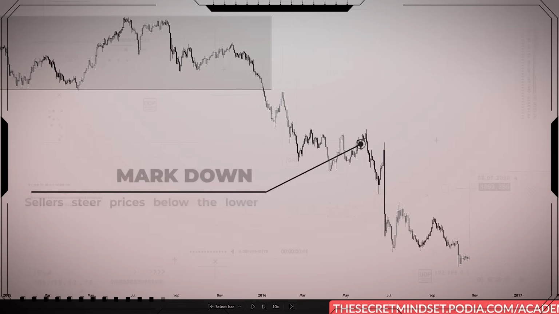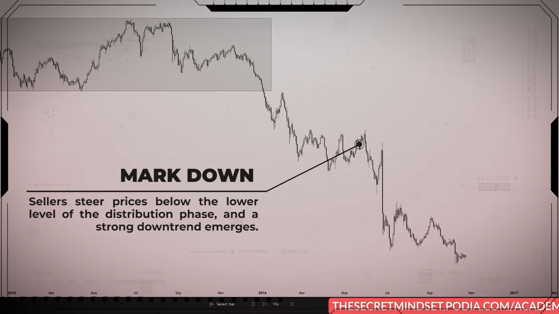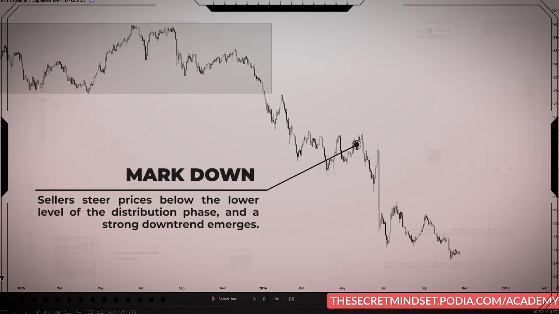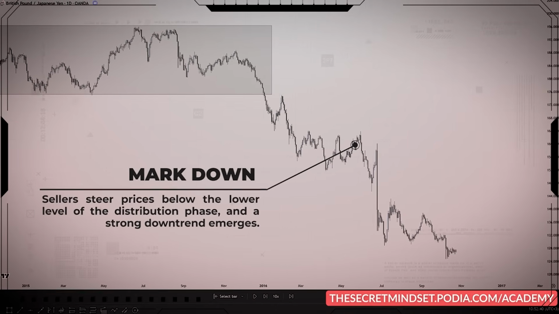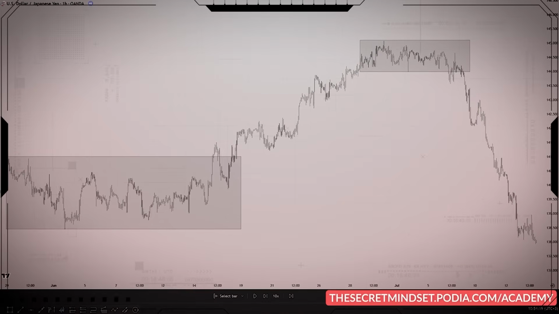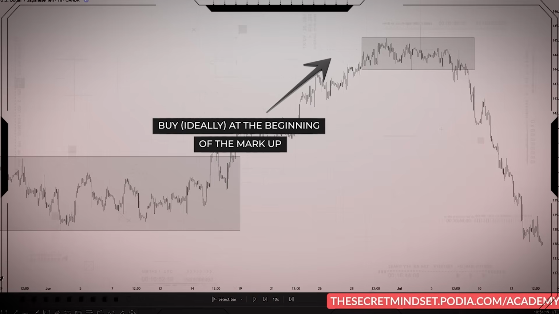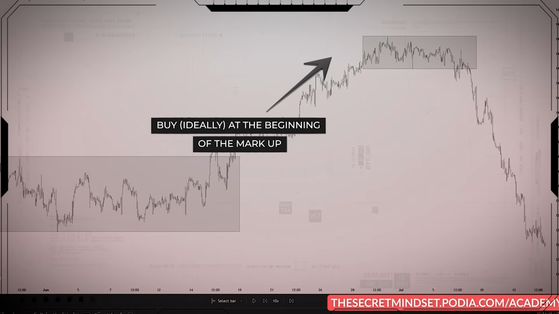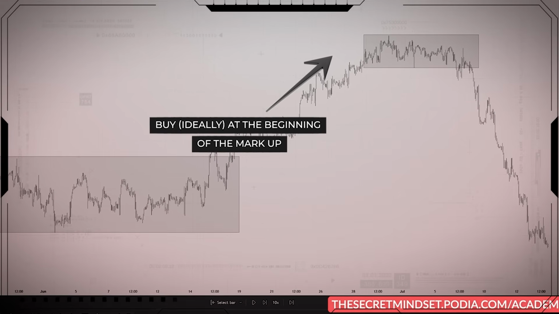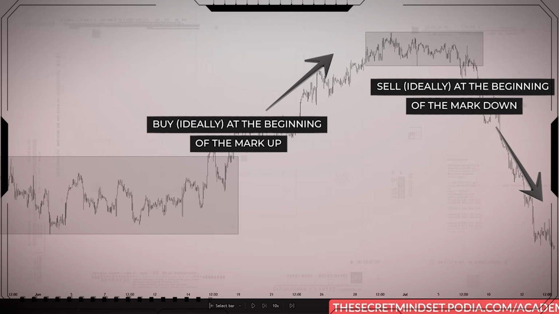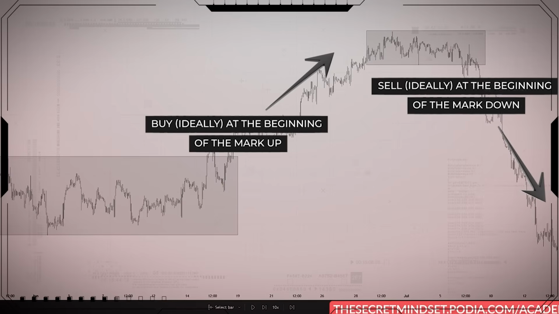Finally, the markdown phase arrives and the sellers steer prices below the lower level of the distribution phase and a strong downtrend emerges. If you can spot the end of the accumulation stage, be ready to buy at the beginning of the markup, riding the wave of rising prices. Similarly, if you can identify the end of the distribution phase, be ready to sell and profit from the markdown's downward momentum.